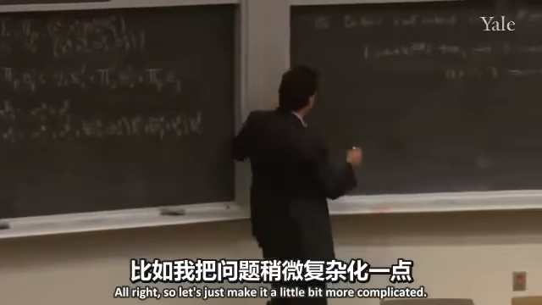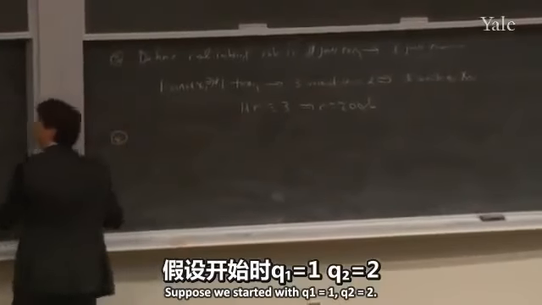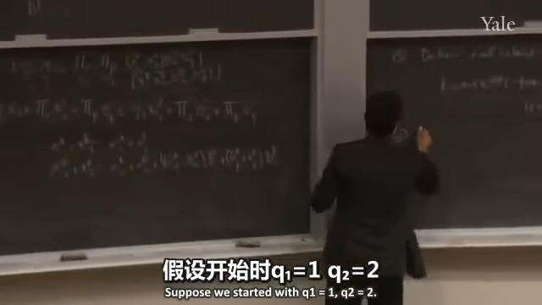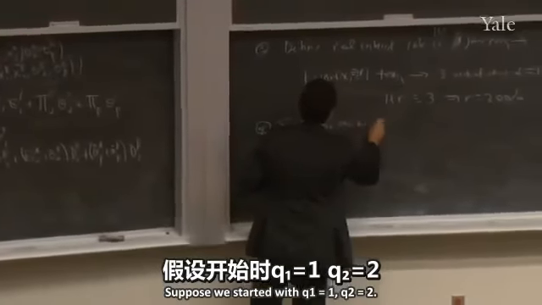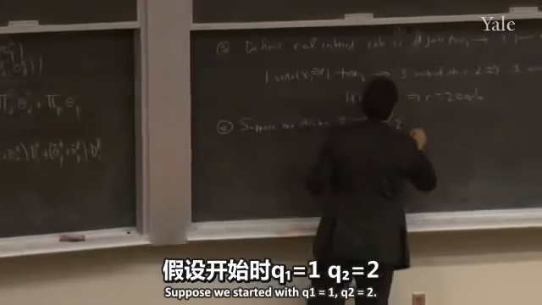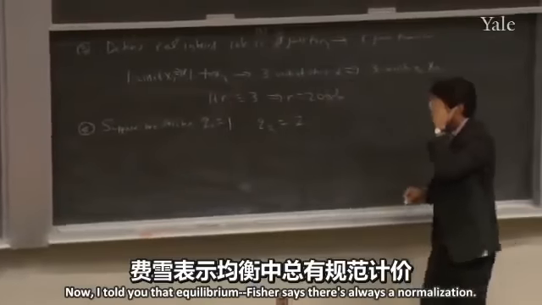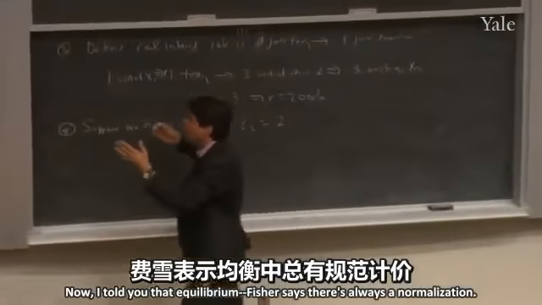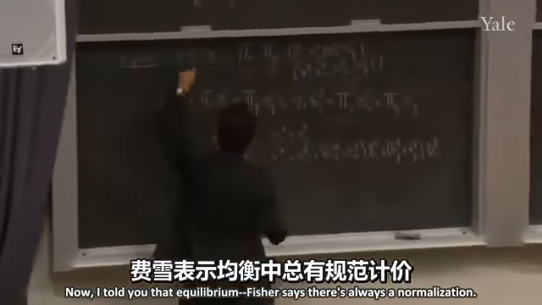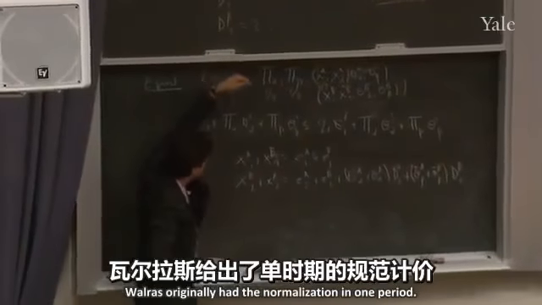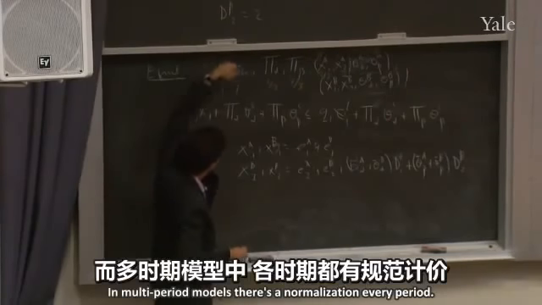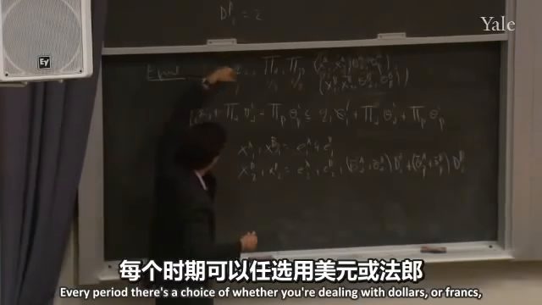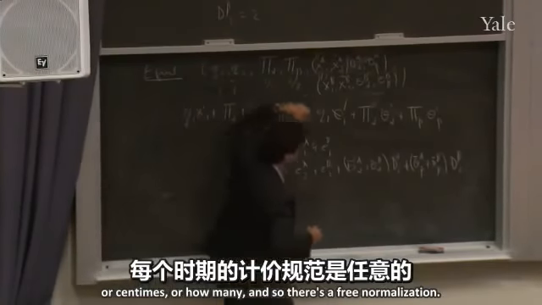All right, so let's make it a little bit more complicated. Suppose we started with Q1 equals 1, Q2 equals 2. Now, Fisher says that in equilibrium there's always a normalization. Walras originally had the normalization in one period, in a one-period general equilibrium model. In multi-period models, there's a normalization every period. Every period, there's a choice of whether you're dealing with dollars or francs or centimes. And so there's a free normalization.